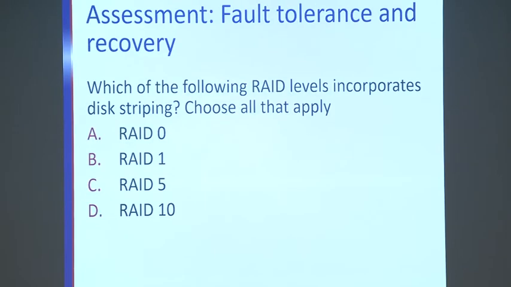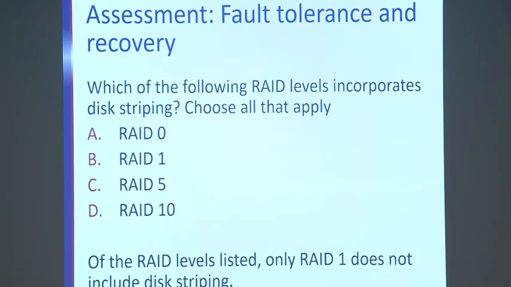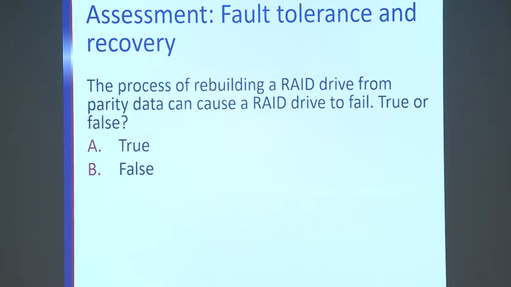So when we think about fault tolerance and recovery, which of the following RAID levels incorporates disk striping? Choose all that apply. 0, 5, and 10, yes. RAID 1 does not include disk striping. It does disk mirroring. The process of rebuilding a RAID drive from parity data can cause RAID drives to fail.